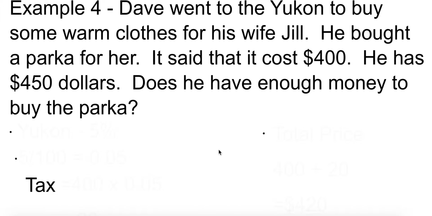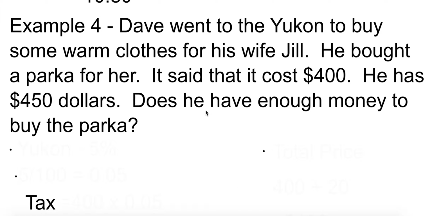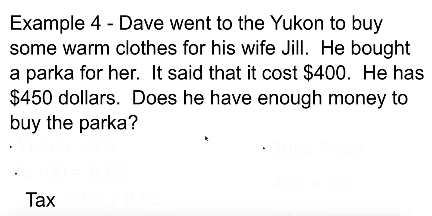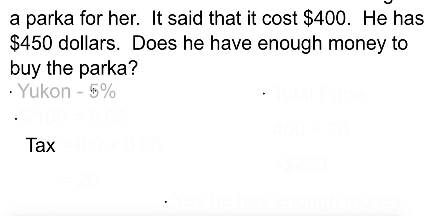I think this stuff should be starting to get a little bit easier as we go through, but Dave went to Yukon to buy some warm clothes for his wife Jill. He bought her a parka. Now parkas are pretty expensive. It said the cost was $400 and he has $450. Does he have enough for this? So we're going to need to do the exact same thing we've been doing. We're going to find out the tax, find out the total price, and see if he can pay for it with $450. So in Yukon, there's actually only 5% tax, which is pretty good.